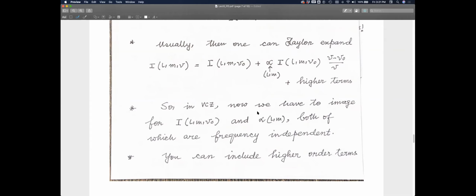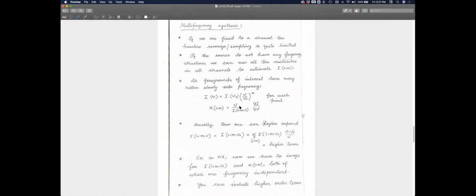So I can use information at different channels to make each of these images. Instead of making only one image, I make several images depending on how many orders I want to keep. But then I can use all the channels to make each of these images, and I have better baseline coverage. So I improve on the baseline coverage doing this. This is the basic idea of multi-frequency synthesis.